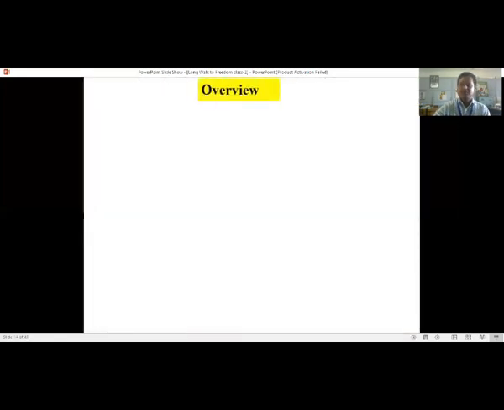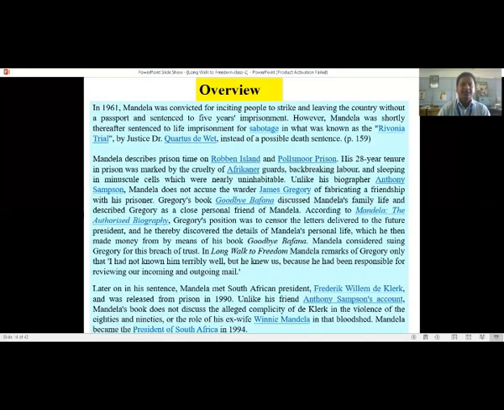Overview continued. In 1961, Mandela was convicted for inciting people to strike and leaving the country without a passport and sentenced to 5 years imprisonment. However, Mandela was shortly thereafter sentenced to life imprisonment for sabotage in what was known as the Rivonia trial.